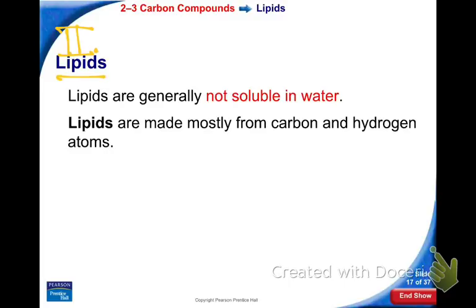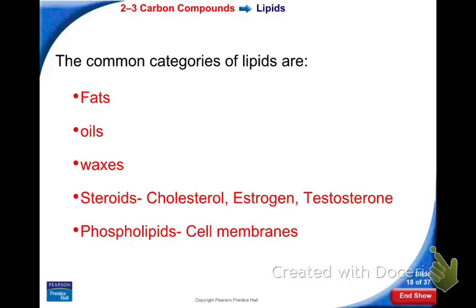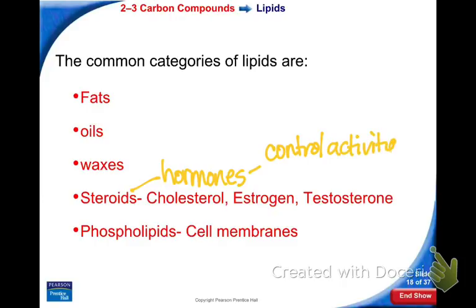Lipids. These are not soluble in water. Remember, oil and water don't mix. And they're made mostly from carbon and hydrogen. And these are going to be our fats, oils, and waxes. Fats, oils, and waxes are going to be the ones that you're going to be most familiar with. Steroids, these are often hormones. And these control activities throughout the body.